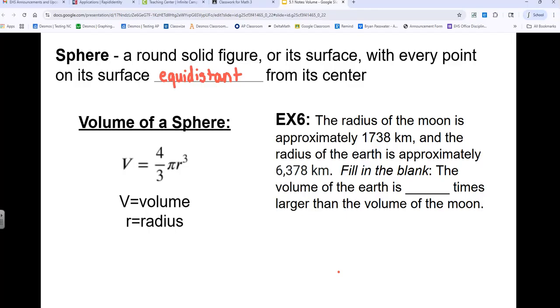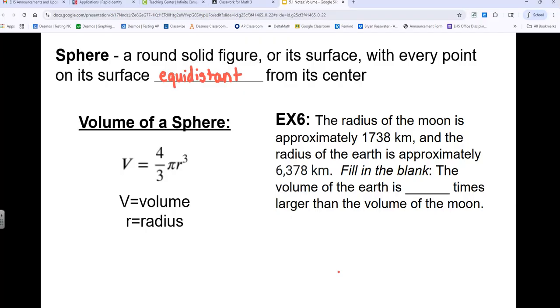Okay, so here's an example of a problem that you might have. The radius of the moon is approximately 1,738 kilometers. The radius of the Earth is approximately 6,378 kilometers. Fill in the blank. The volume of the Earth is blank times larger than the volume of the moon.